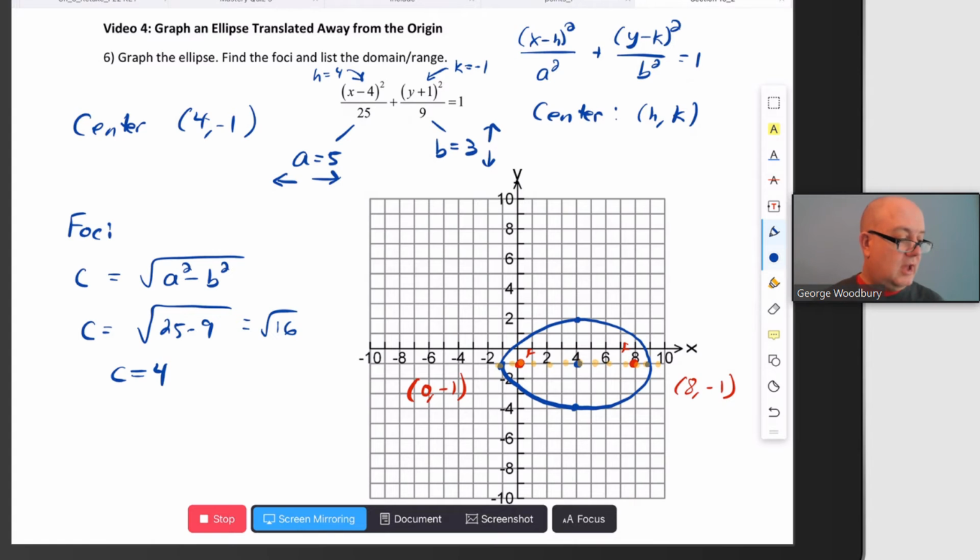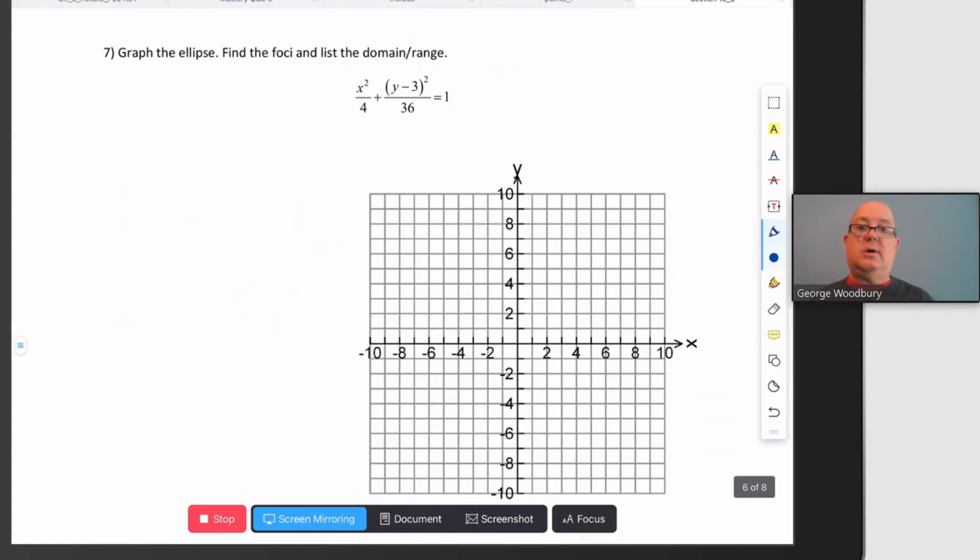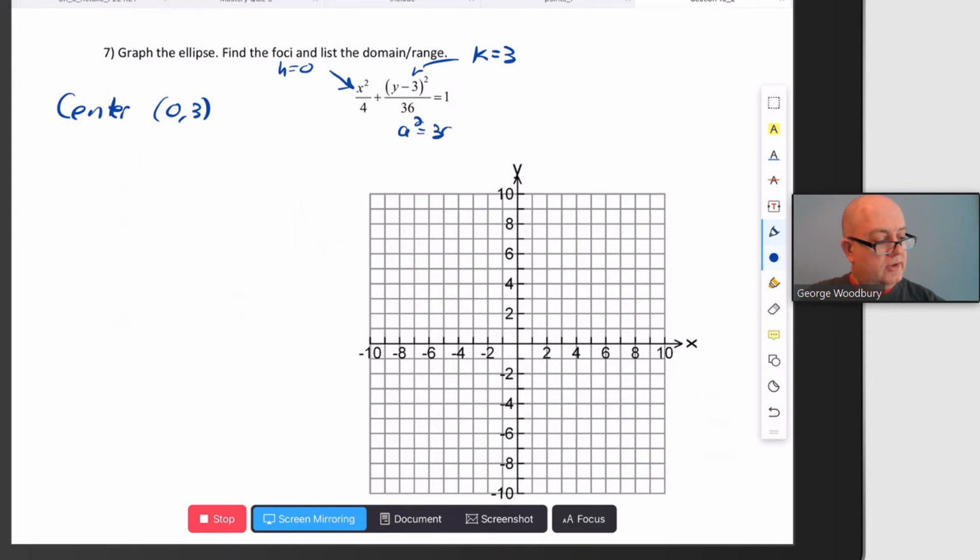Everything we're going to do the same way. Okay, x squared over 4 plus y minus 3 squared over 36 equals 1. It's in the right form. The center is going to be 0, 3. When you have just a plain x term, h is 0. If you had just y squared, k would be 0. k equals 3. a squared equals 36, so a is 6. b squared equals 4, so b is 2. So we're going to go 2 to the left and right, 6 up and down.